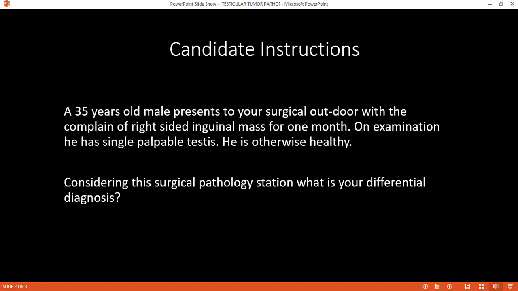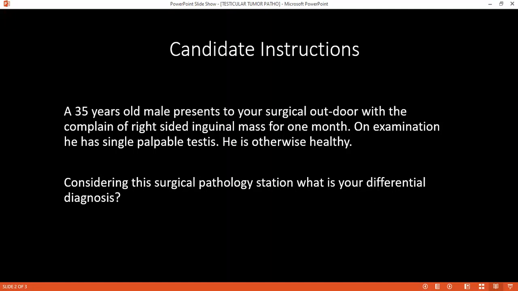How would you confirm your diagnosis? First of all, I'll go for examination. Then I'll go for investigation. For investigation, I'll start with ultrasound. Then I'll go for some blood and serological markers.